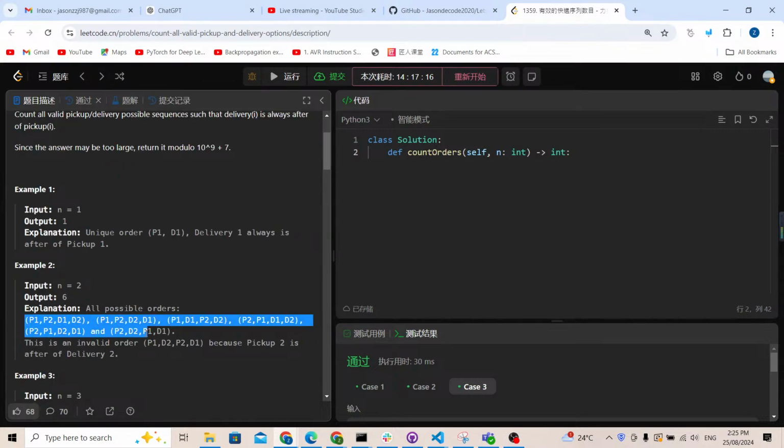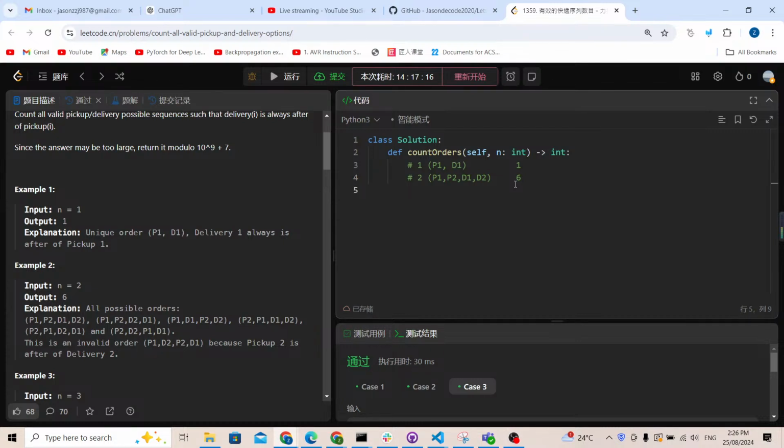As we can see, there are 6 different combinations. Let me copy one of them. For the first order, I'll write P1 D1. If there are two orders, it's going to be something like P1, P2, D1, D2. For one order there is one combination, but for two orders there are 6 combinations.